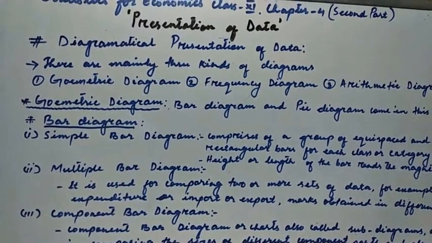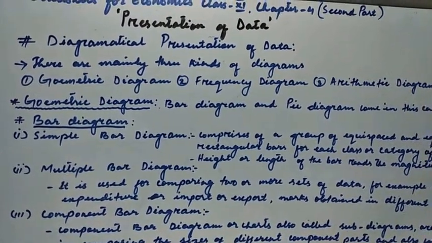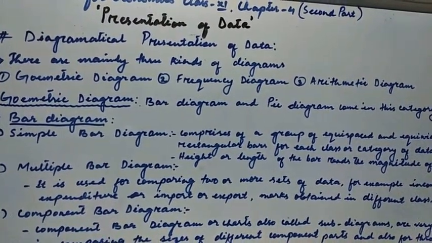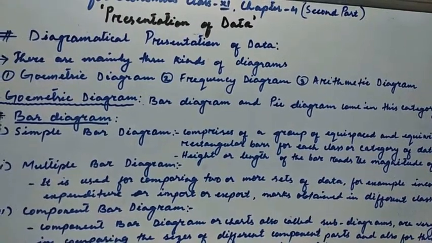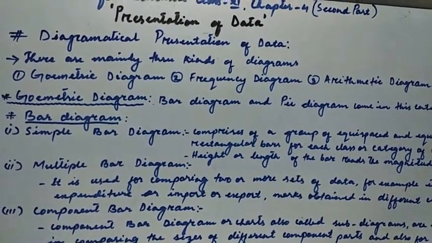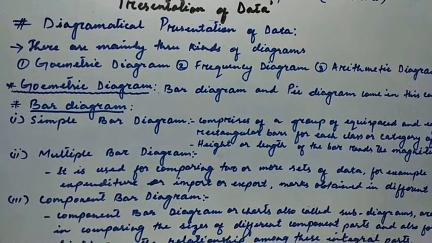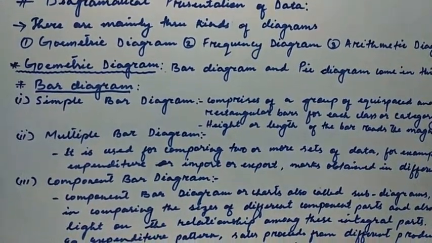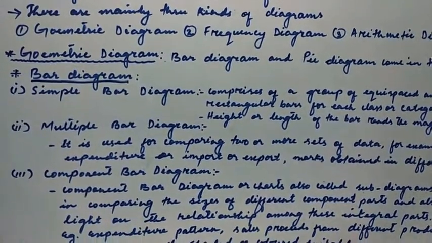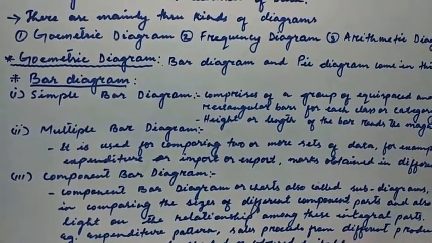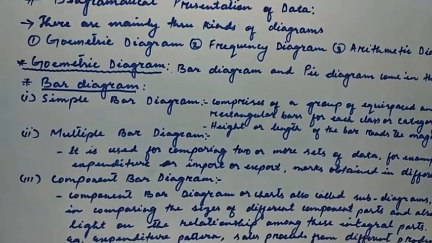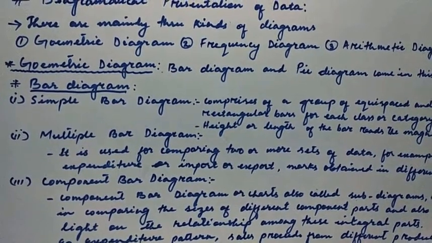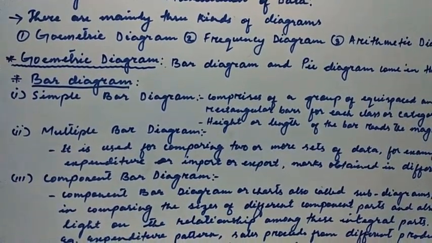When we talk about geometric diagram, there are two diagrams that we have to discuss, that is bar diagram and pie diagram, which come under the geometric diagram. In bar diagram, again there are three types: simple bar diagram, multiple bar diagram, and component bar diagram. We shall see in detail with examples of all these different types of diagram. So, simple bar diagram.